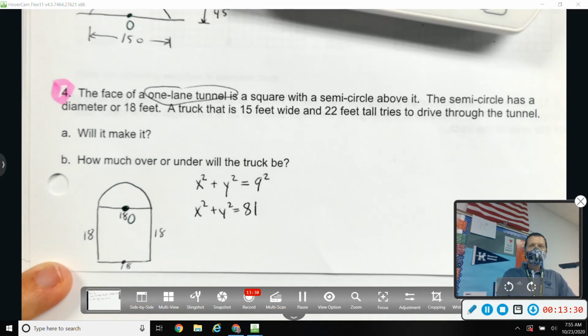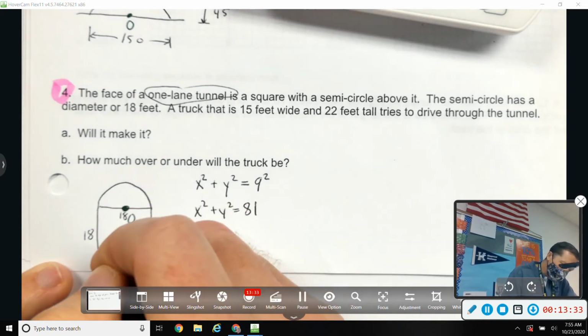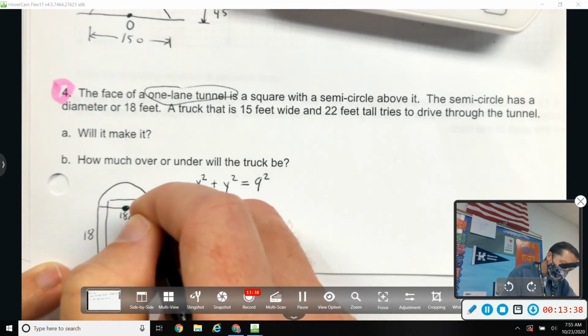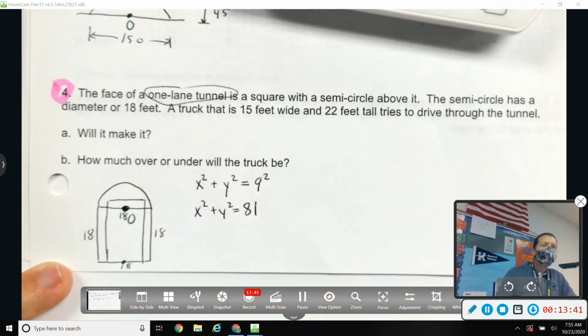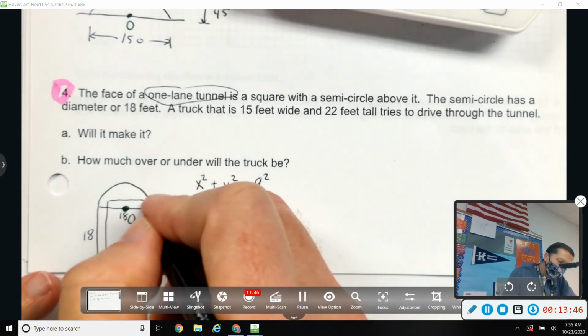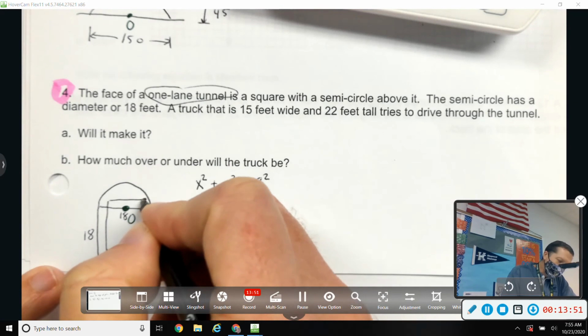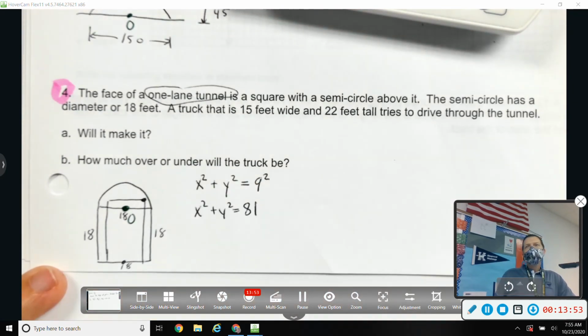Alright, the truck is 15 feet wide. We don't know how tall the circle is. So there's my truck. And I really want to know where this point lands, to see if it's inside the circle or outside the circle. Because if it's outside the circle, we have a major problem. The tunnel's gonna collapse, or the truck's gonna get messed up.